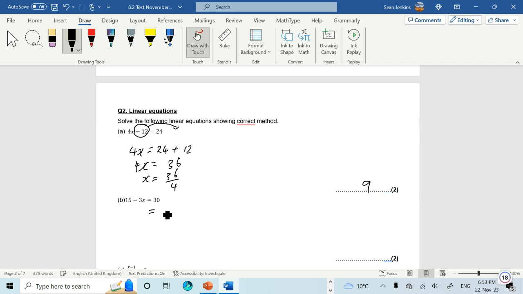Don't like negative numbers? Okay, take the minus 3x from left hand side to right hand side, make it positive. Can't avoid negative numbers here, because I'm going to take the 30 from the right hand side to the left hand side, making it minus 30. That gives me minus 15 is equal to 3x. Divide both sides by 3. That's minus 15 over 3 is equal to x, which means that x must be equal to minus 5.